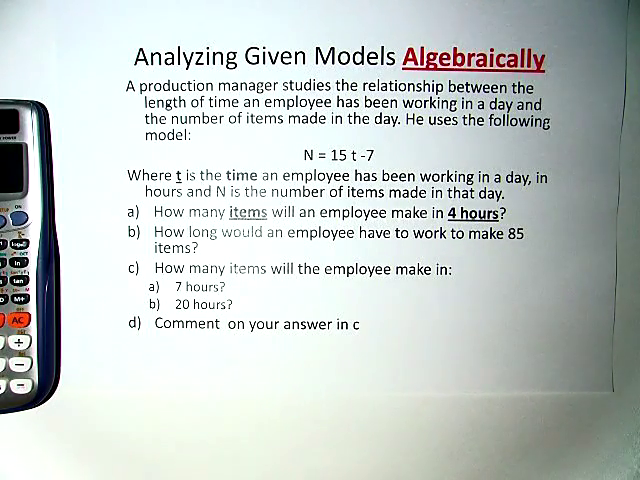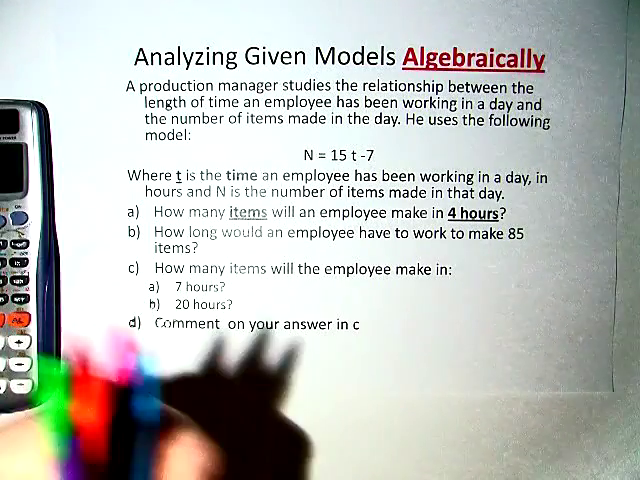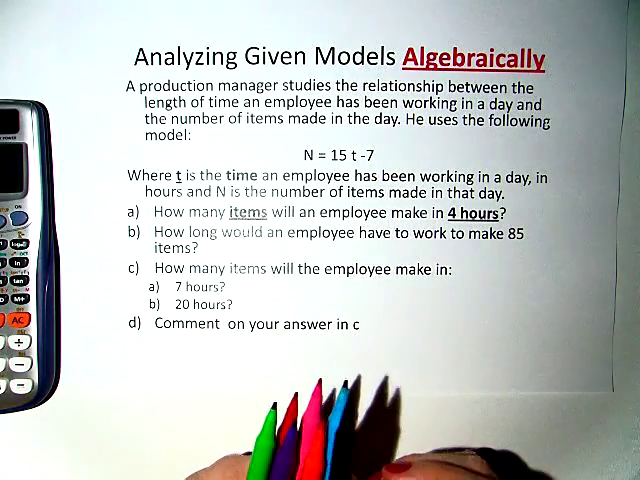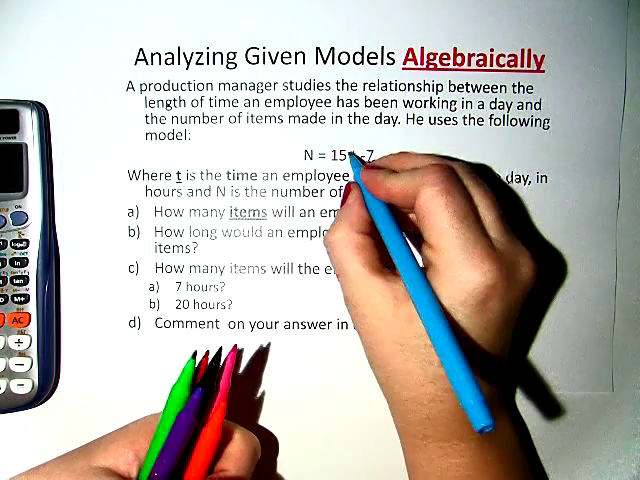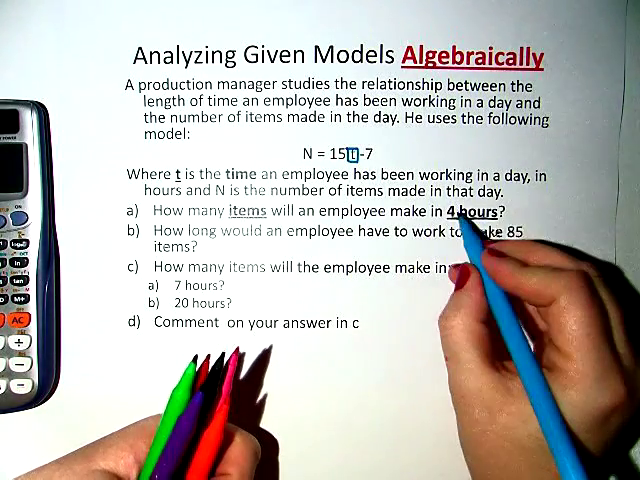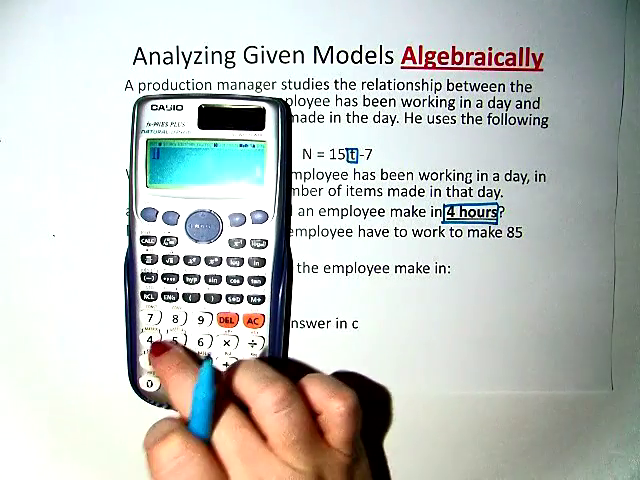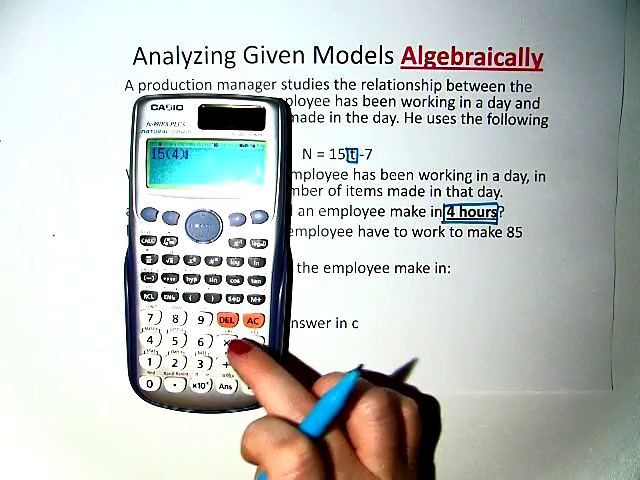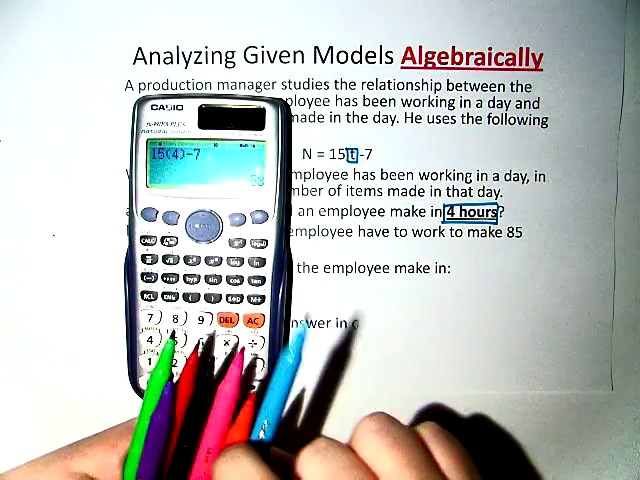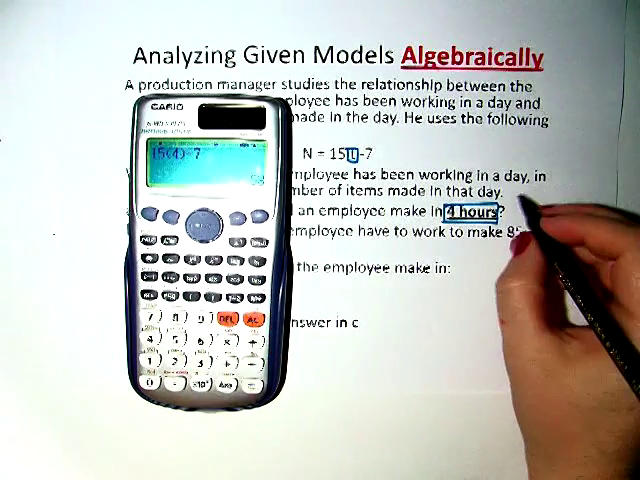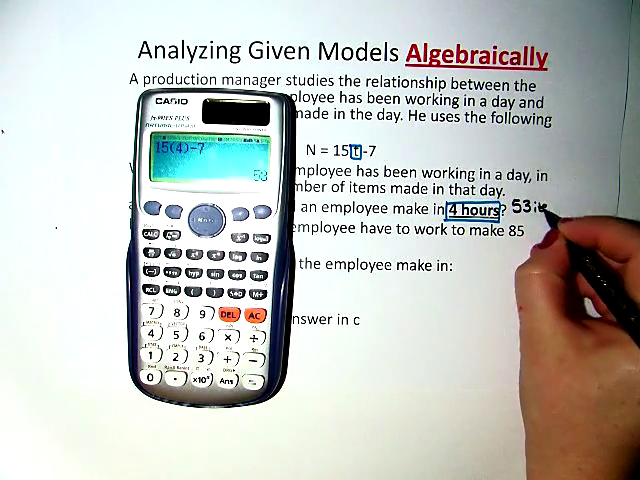N equals 15t minus 7, where t is the time an employee has been working in a day in hours, and n is the number of items made in that day. So how many items will an employee make in 4 hours? Okay, well, if t, and t is our independent variable, if we're looking at 4 hours for t, we're going to replace t in this equation with 4. So 15 times 4 minus 7. And we find that the employee makes about 53 items.